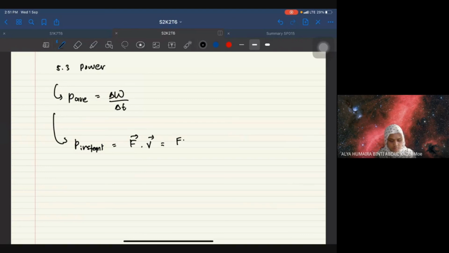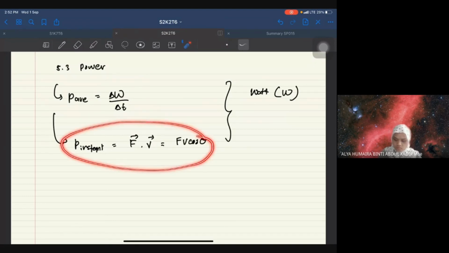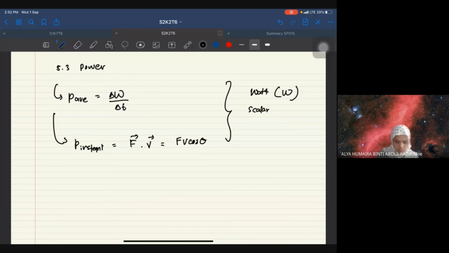So basically this formula you can memorise. And normally they will ask it in the last part of the question. For example, parts A and B ask about work and energy, and part C says calculate the power done for object A. The unit for power is the watt, and we usually use the symbol W. And since this is a dot product, this is a scalar, so power is a scalar.